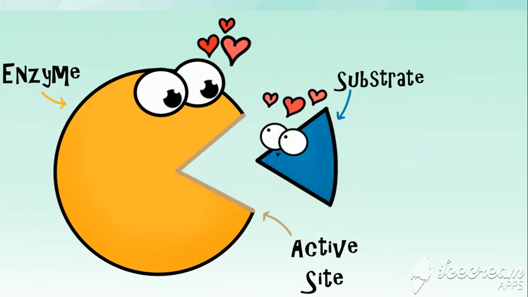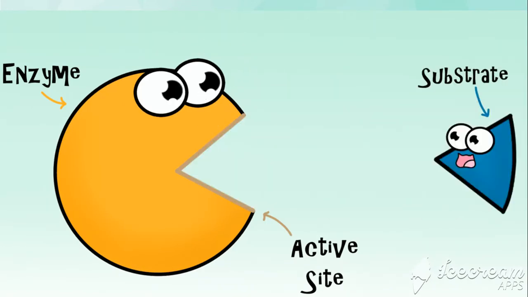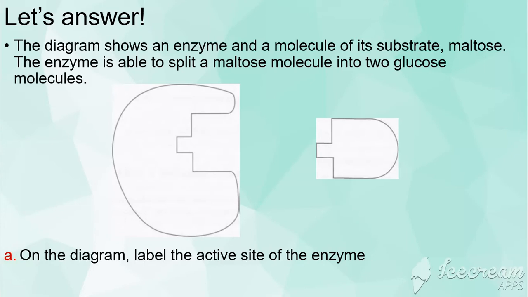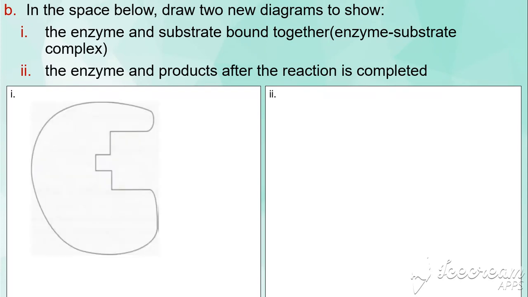Now, let's take a look at an example of a question involving these terms that we have just learnt in the lesson. So here we have an enzyme and its substrate maltose. This enzyme can split maltose into two glucose molecules. So let's label the active site of the enzyme. And let's take a look at the enzyme substrate complex. Right, so the fit is complementary. Okay, it has to be a perfect fit.